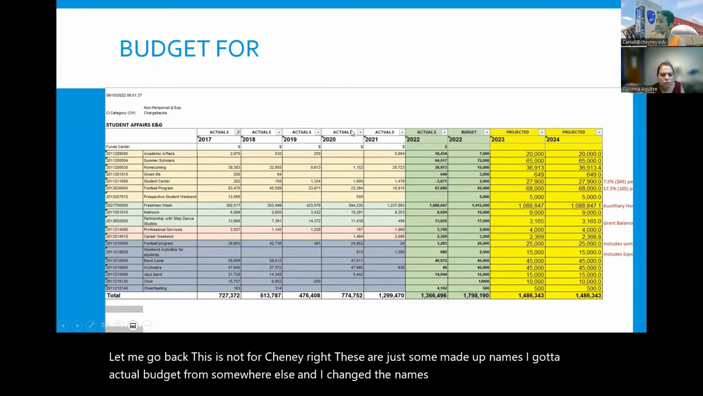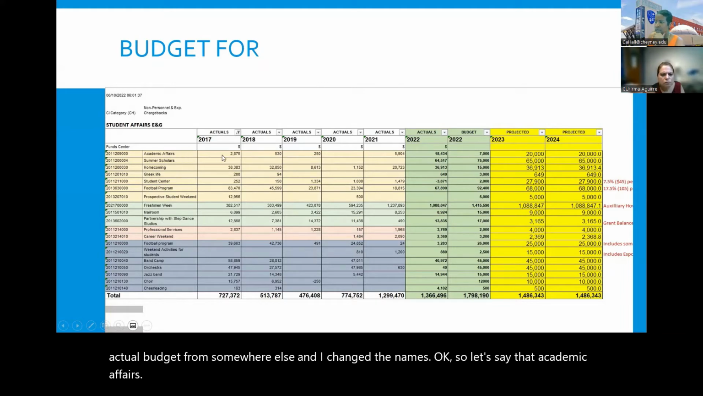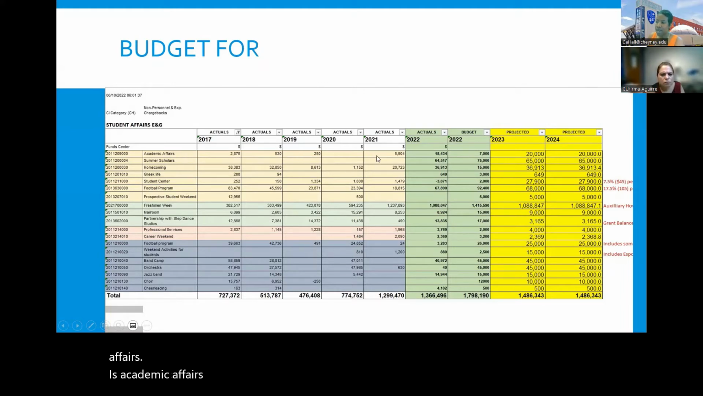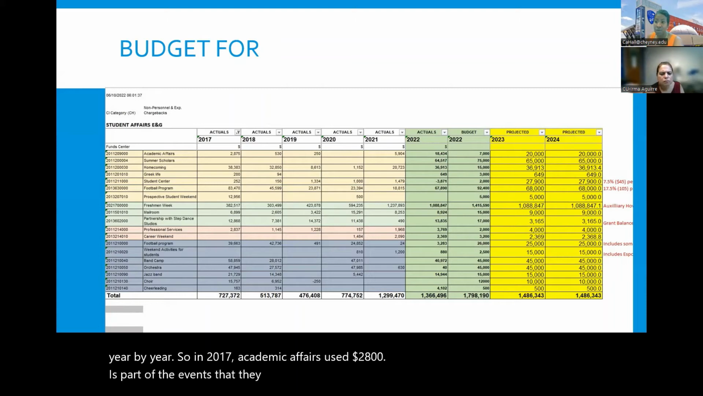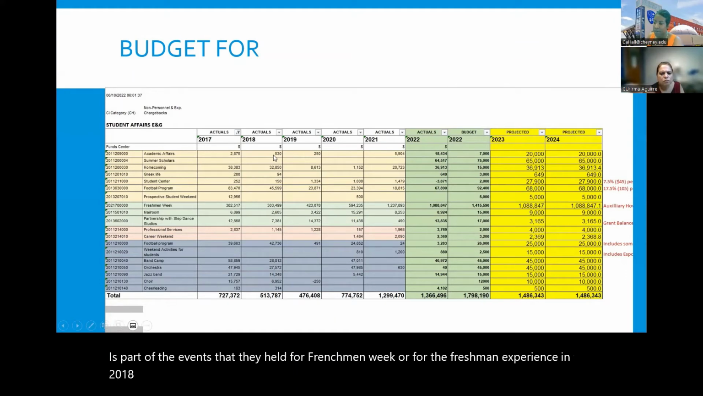Okay, so let's say that academic affairs put down on their assessment plan how much they've used year by year. In 2017, academic affairs used $2,800 as part of the events that they held for freshman week or the freshman experience. In 2018, they used $530. In 2019, $250. Well, those numbers decreased significantly, right?